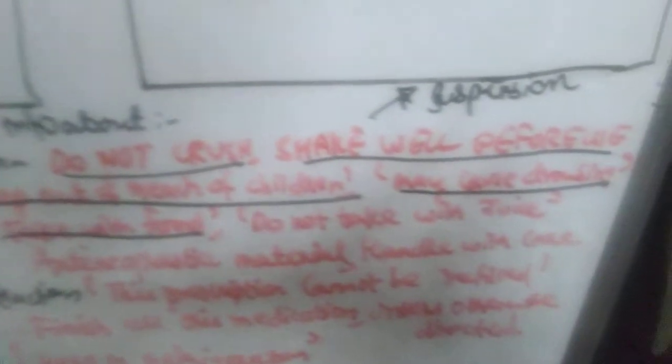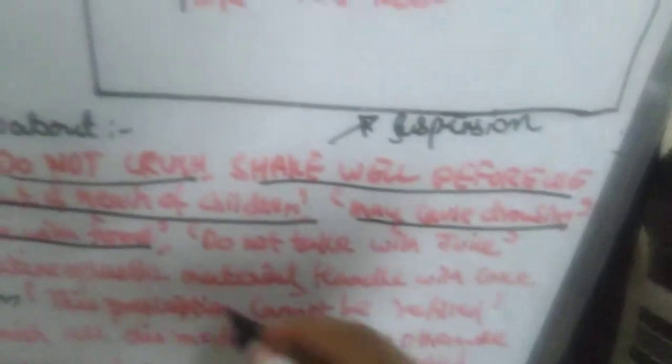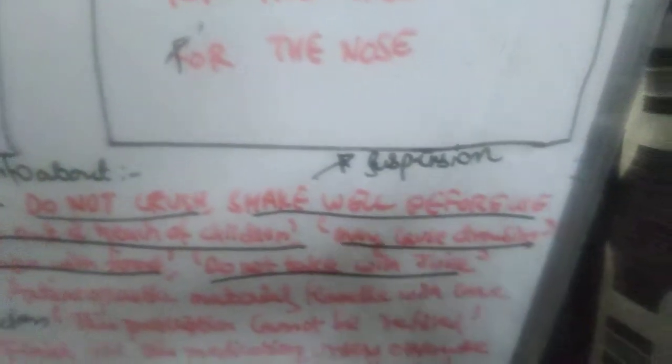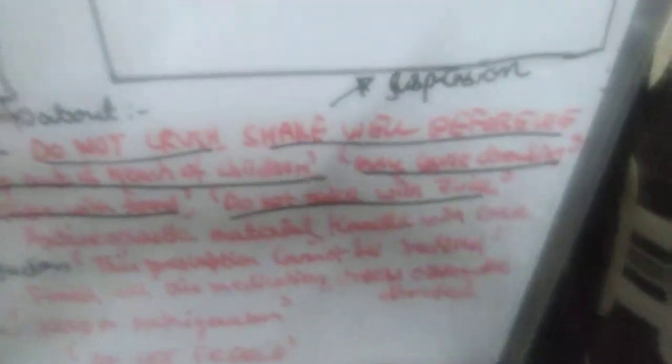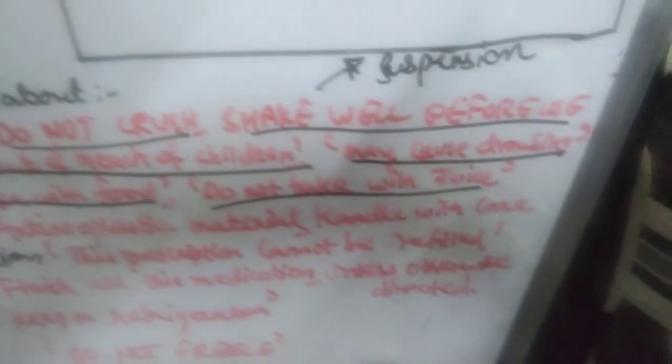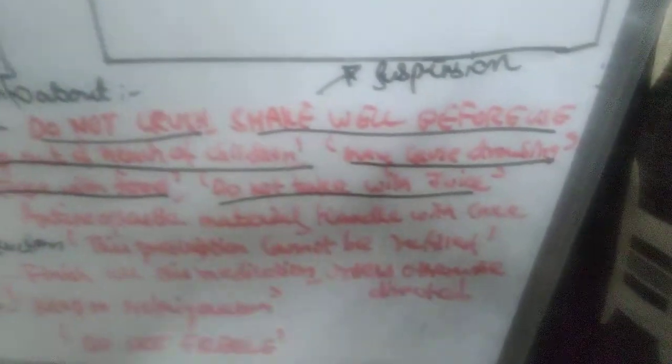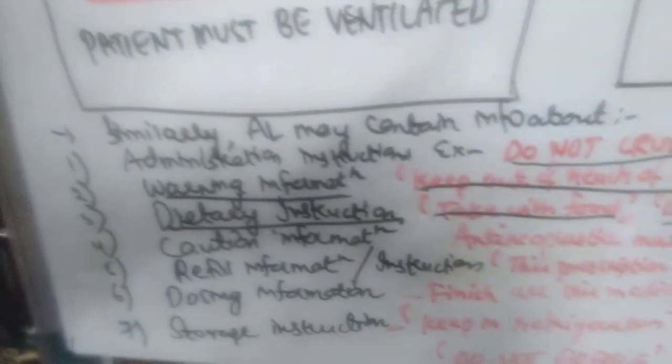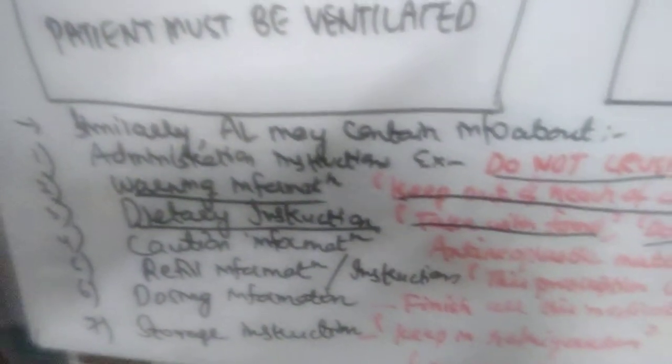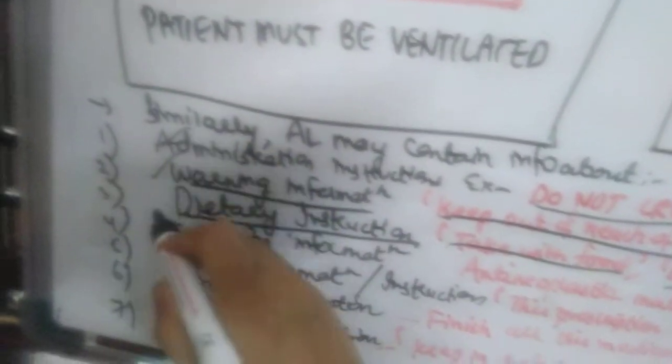The other dietary instruction will be, do not take it with any juice. Do not take with juice. So if the medication is not intended to be taken with juice, you mention the information as do not take with juice. Then dietary instruction we have done. Administration instructions, warning information, dietary instruction.